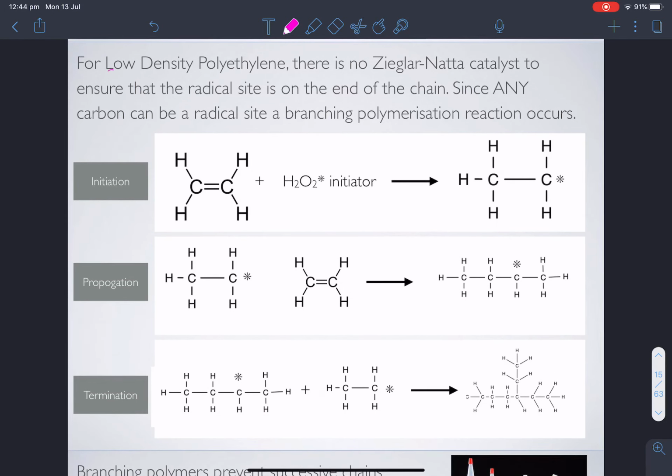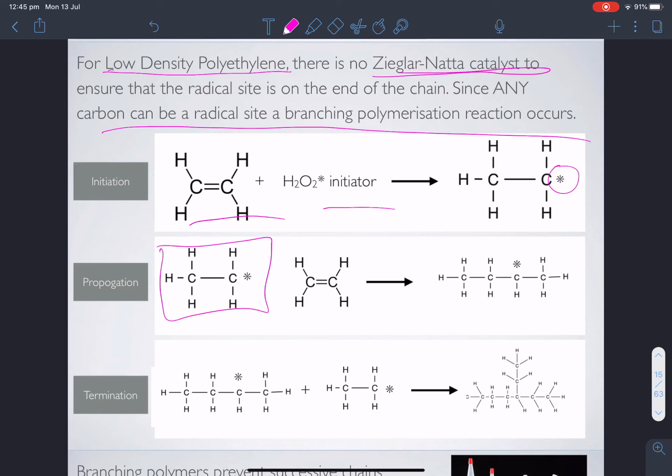So for LDPE, there's no catalyst to ensure that the radical site is on the end of the chain. Since any carbon can be a radical site, the propagation occurs anywhere. Here I've used the same kind of diagram as earlier. We've got our initiator, it puts the radical on the end because that's the only choice. But when that reacts more, we can end up with a radical site halfway along the chain, not on the end. And because of that, you're going to get a branching polymer.